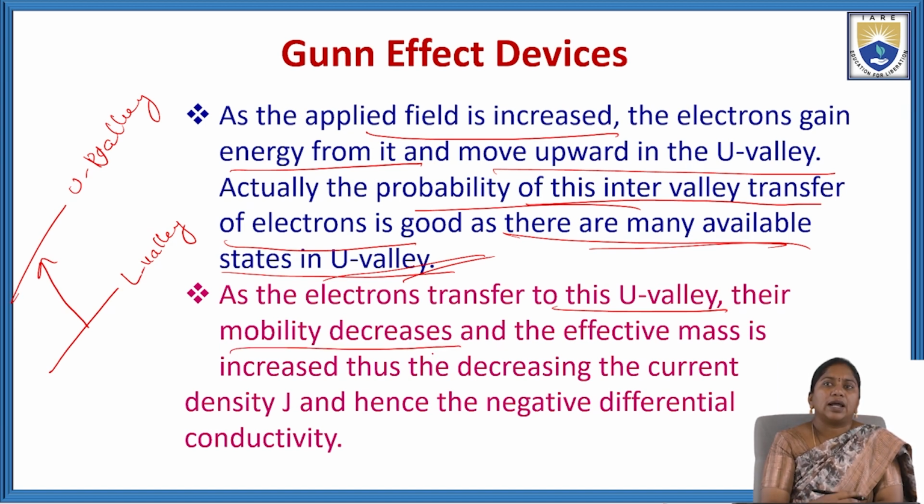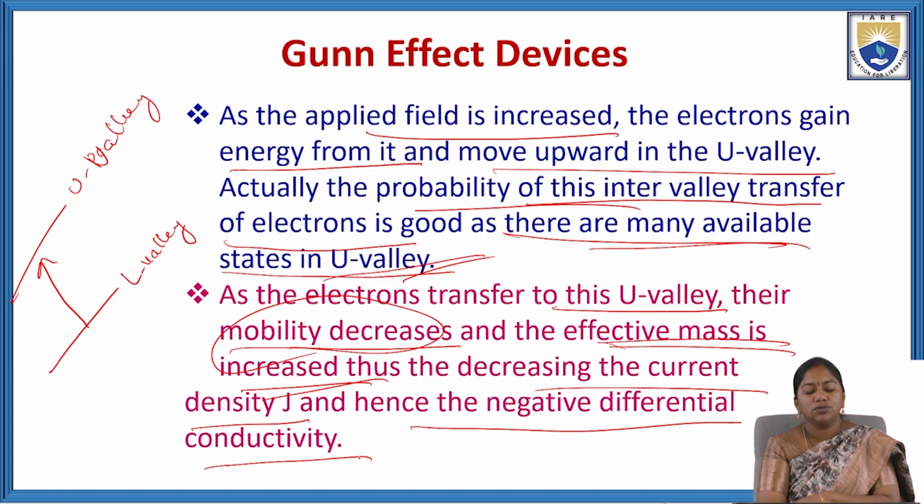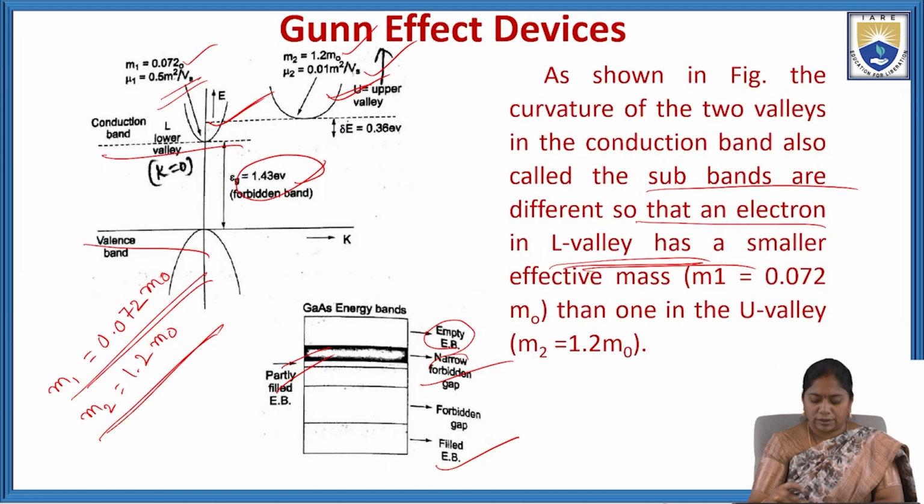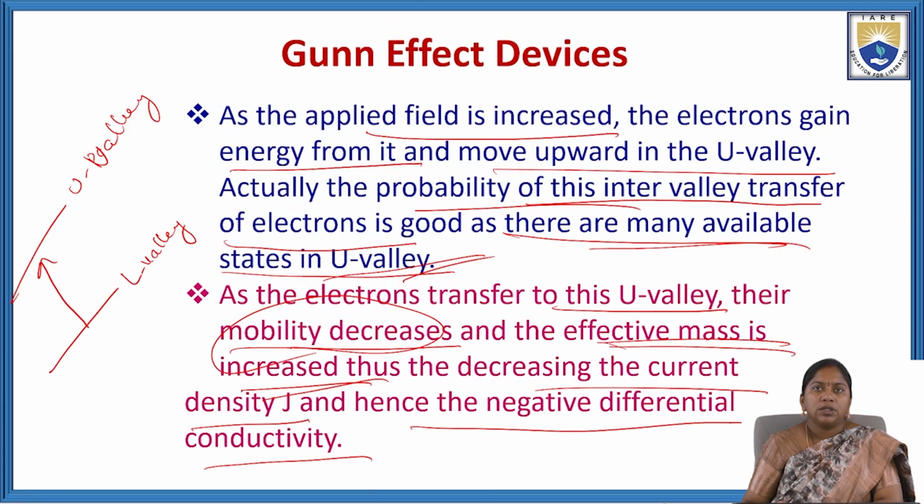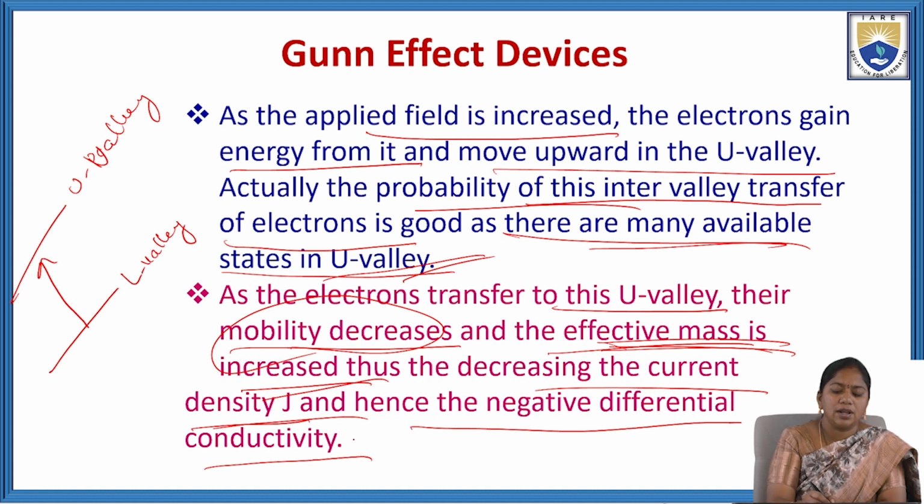After the transition of the electrons from the lower valley to the upper valley, their mobility will be decreased and the effective mass is increased. Once the mobility decreases, the effective mass increases, thus decreasing the current density J and hence giving the negative differential conductivity. So at the upper valley, the conductivity is negative.